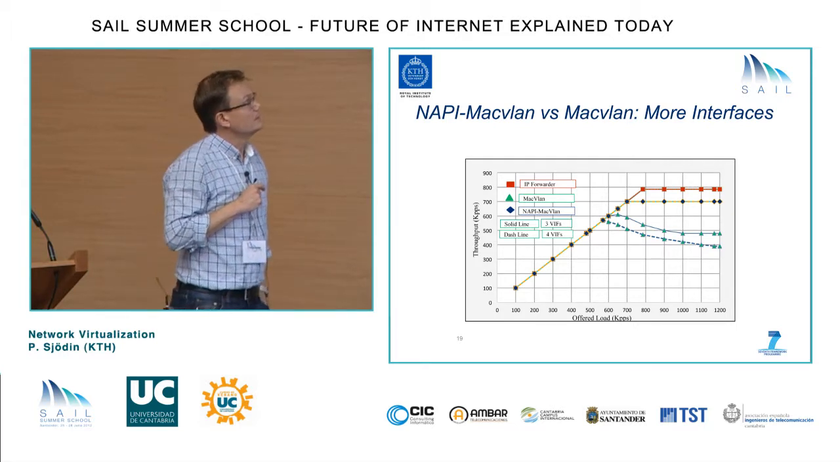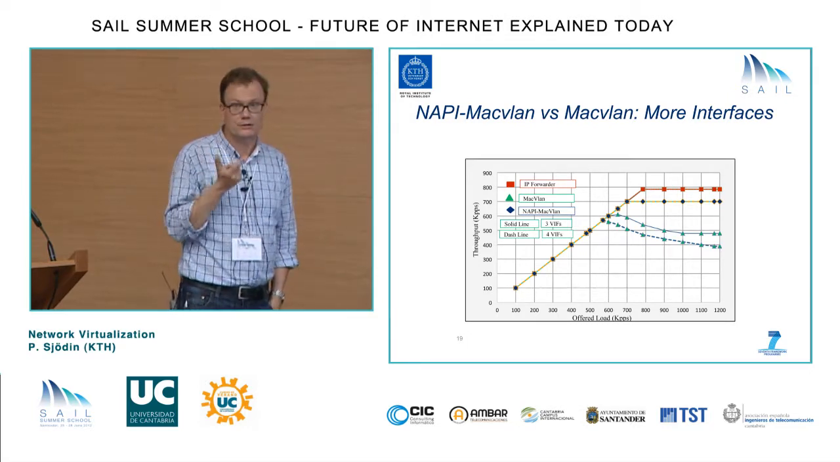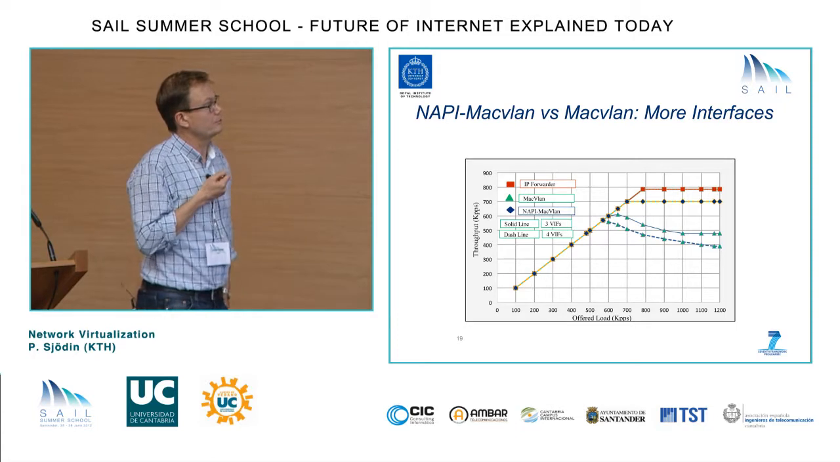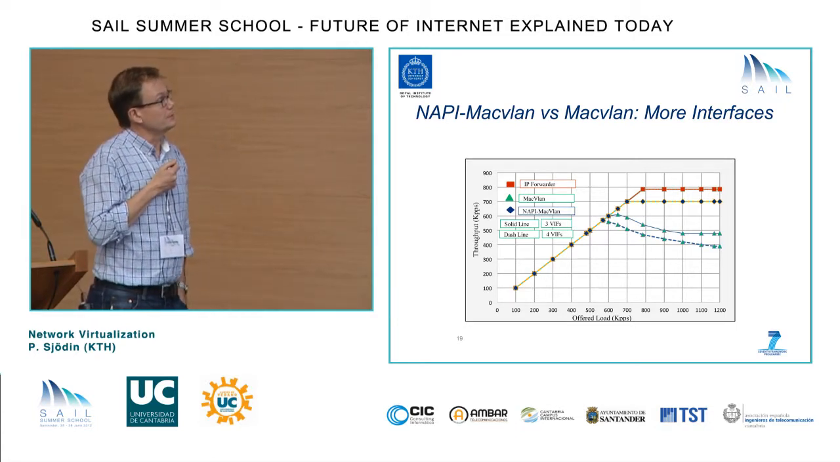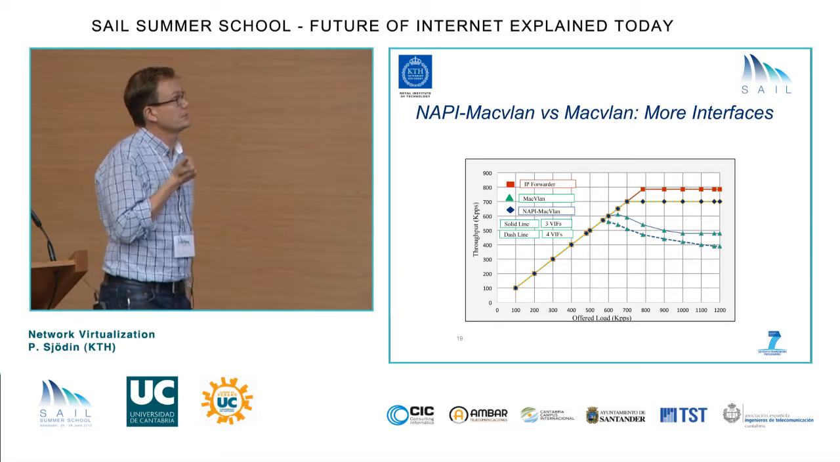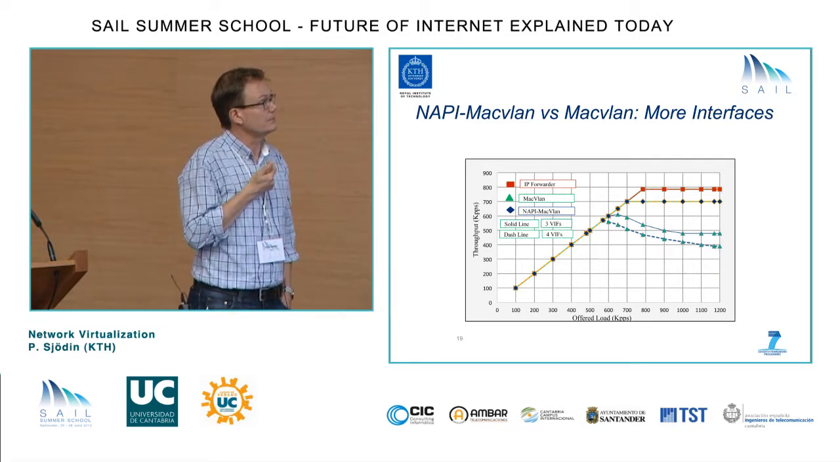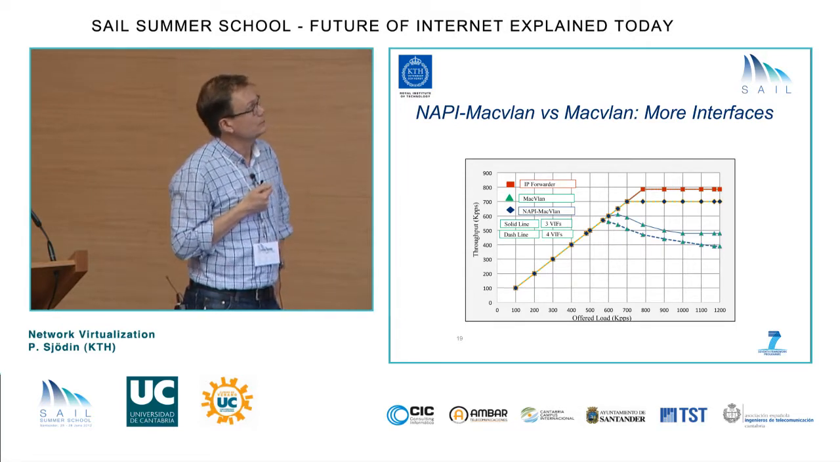But if we start adding a number of interfaces, then we see that with just MAC VLAN, we are getting back to this bad behavior, this degenerated behavior at overload, where throughput is going down as we increase the load. While for NAPI MAC VLAN, the case where we have this more clever interrupt processing and this direct mapping from incoming interface to virtual interfaces, we get the behavior that we ideally would like to see. We get a straight line at the overload condition.